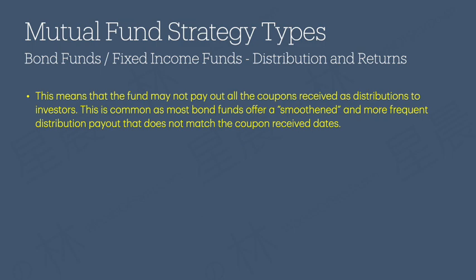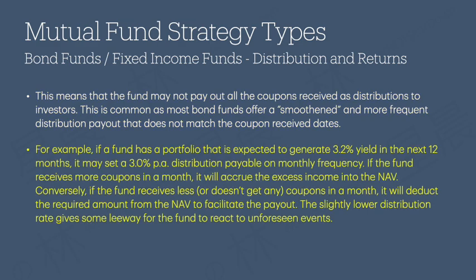Additionally, in order to provide a more stable income experience for investors, most bond funds offer a smoothened and more frequent distribution payout that does not match the coupon received dates. For example, if a fund has a portfolio that is expected to generate 3.2% yield in the next 12 months, it may set a 3% distribution payable on monthly frequency, so that investors can get around the same distribution amounts every month. In months where the fund receives more coupons, it will keep the excess income in the NAV. Conversely, in months where the fund receives less or no coupons, it will deduct the required amount from the NAV to facilitate the payout. Setting the distribution rate slightly lower than the expected portfolio yield gives some leeway for the fund manager to react to unforeseen circumstances.